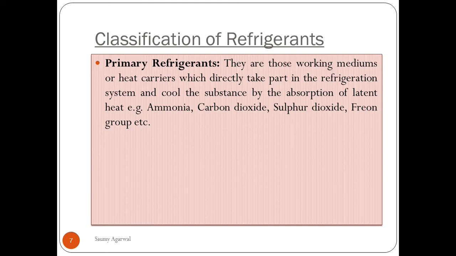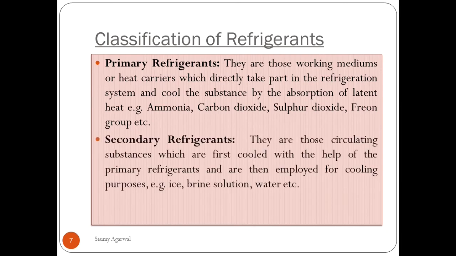Okay, so examples of those are ammonia, carbon dioxide, sulfur dioxide, freon group. Freon group is nothing but the CFCs, HFCs, etc. Okay, then refrigerants can also be classified as secondary refrigerants. So these are those circulating substances which are first cooled with the help of primary refrigerants, and then they are employed for cooling purposes. So as in the case of ice plant.